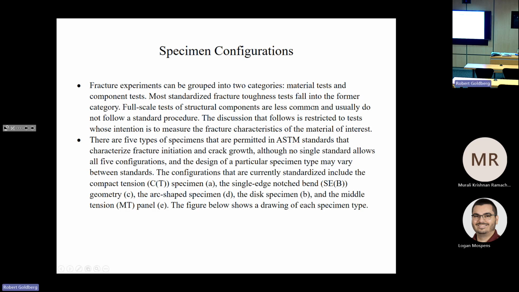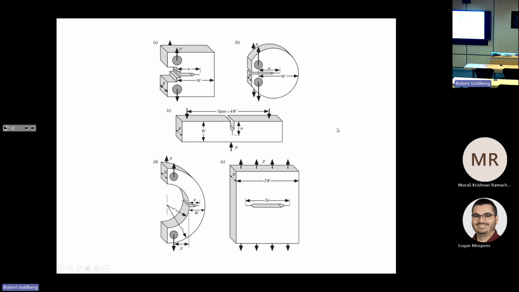So now fracture experiments can be grouped into two categories. I introduced this idea a little bit. Material tests and component tests. So the tests we're going to be talking about fall into the category of material tests. And we're going to basically go on the assumption that these parameters we measure are fundamental material properties. Full-scale tests of structural components are less common and usually don't follow a standard procedure. So as I said, we're going to be limiting our discussion to tests where the idea is to measure the fracture characteristics of the materials of interest.